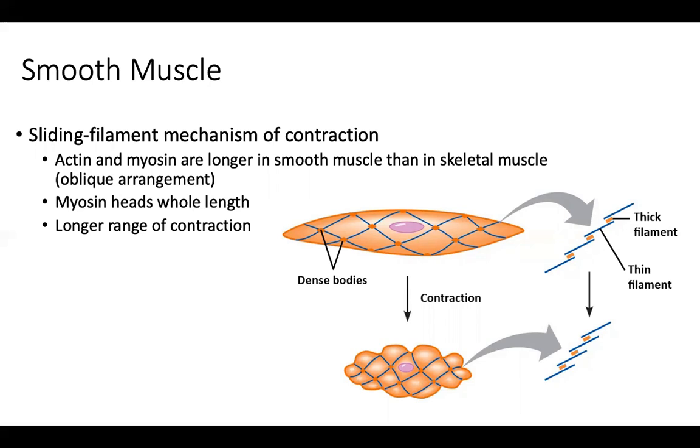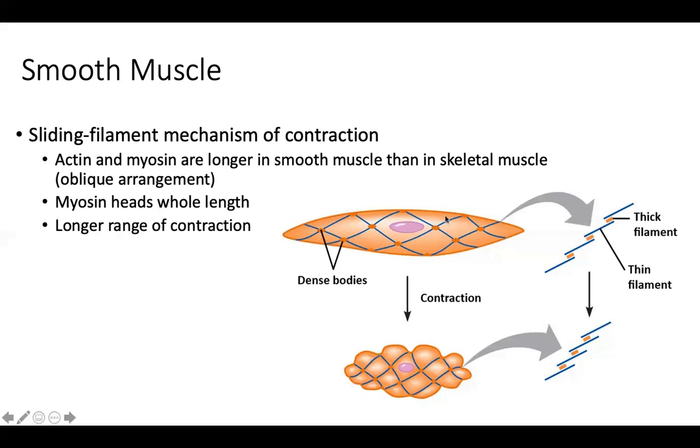We also see the arrangement is different. So they're not arranged parallel, in strips or stripes, the way that we saw them in the sarcomere. Because there's no sarcomere here, they're arranged in this oblique fashion, kind of running diagonally across the cell itself. The myosin head's whole length. So essentially, the myosin head is going to move all the way across the thin filament. So that's also going to give us a longer range of contraction. And we'll see that smooth muscle contractions are slower, they're longer, they're more sustained than the quick, rapid nature of skeletal muscle and even cardiac muscle contractions because of this nature.